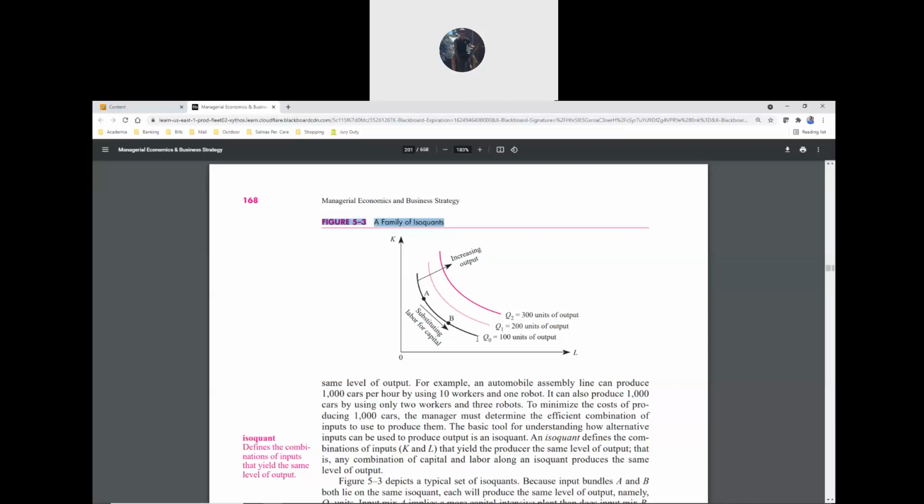But when you're on the extremes, if you're using a ton of labor, then you can give up a bunch of labor and add just some capital to get the same output, and vice versa. So these would represent different examples of Cobb-Douglas isoquants.